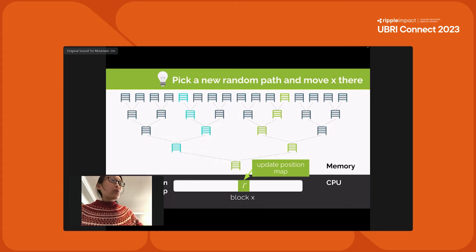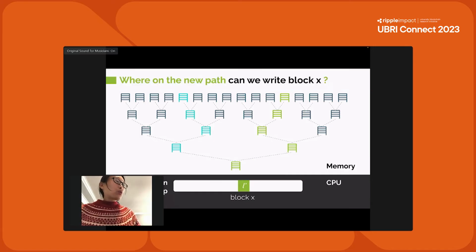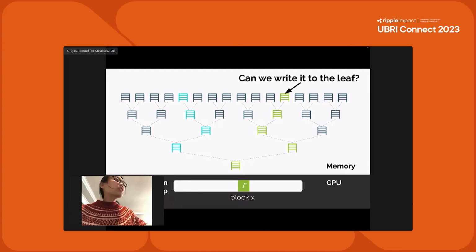So I have to decide where on the green path I can write the block to. Okay, so let's try some ideas. Can we write the block X to the leaf on the green path? Unfortunately, the answer is no, because if you write it directly to the leaf, you end up leaking the new path. Let's say next time I access the same block, you'll go back to this green path, right? So you can still observe the linkability.